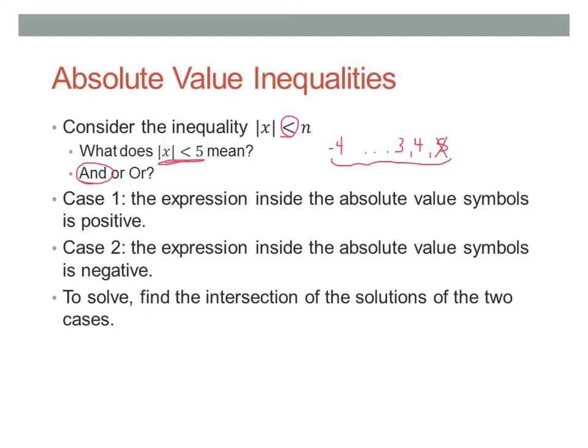And so these two cases that you're going to consider, the first one is what if what's inside the absolute value is positive, which is actually the exact same thing you did for equations. And the other one is if what is inside the absolute value is negative. So those are our two cases, and we're going to find the intersection of them, which means we are looking for that and inequality.